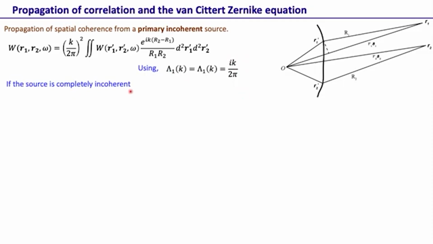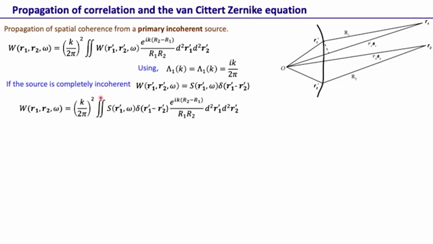Now if the source is completely incoherent, which is what we are considering, this cross spectral density function is essentially the spectral density times the delta function. That means there is no correlation between field points. If it is not the same field point, there is simply no correlation. So this is what we mean by saying that this is completely incoherent.